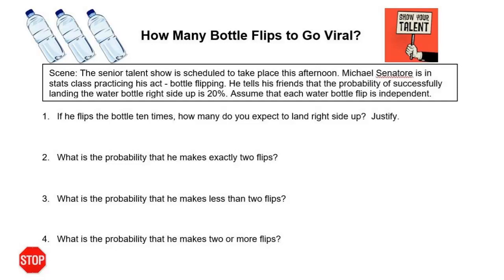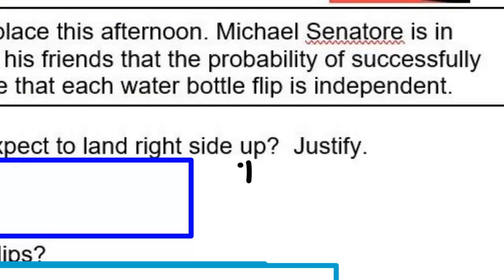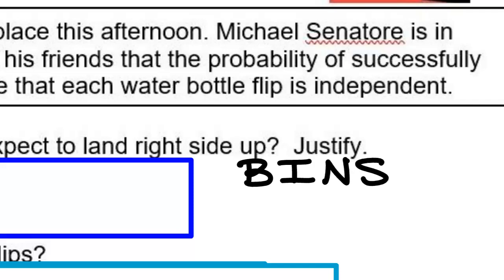How should we approach this problem? What kind of setting is this? Is this a binomial setting? Let's walk through it. What things do we need to check to see if it is a binomial setting? Bins. So let's see if we get bins.